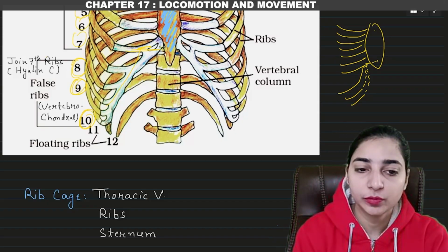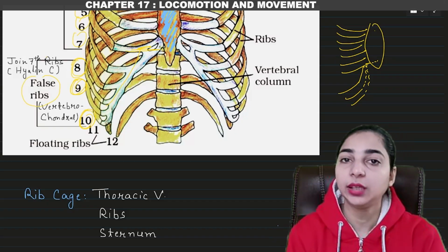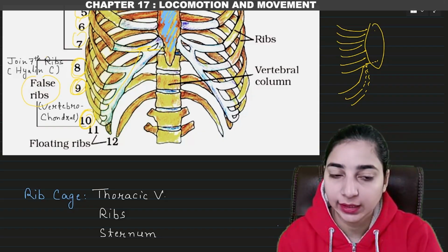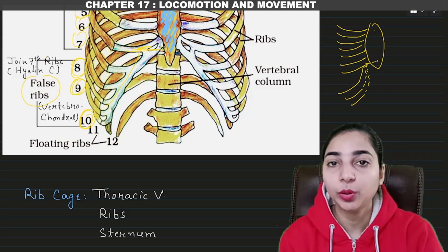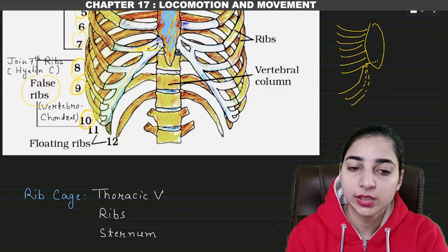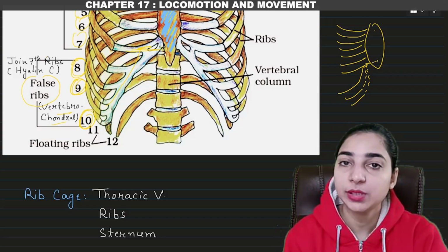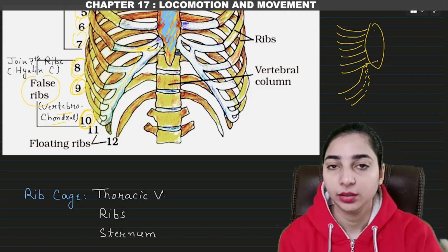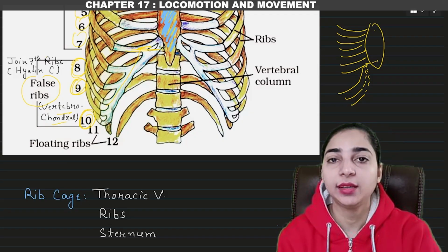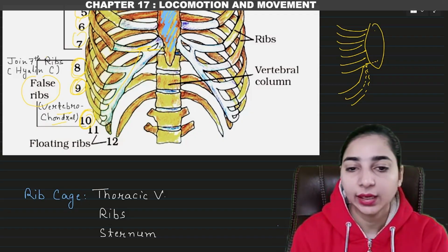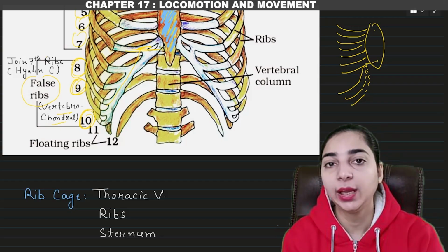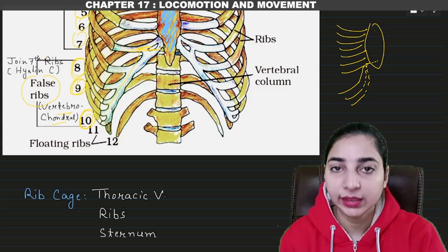So these are joining the sternum indirectly with the help of the 7th rib. Therefore, these are known as false ribs, okay? Because these are not connected to the sternum directly. And these are also known as vertebrochondral ribs, okay? So the false ribs are also known as vertebrochondral ribs. How many false ribs are there? 3. The rib number 8, rib number 9 and rib number 10. Okay, again they will join the 7th rib with the help of a cartilage known as hyaline cartilage.